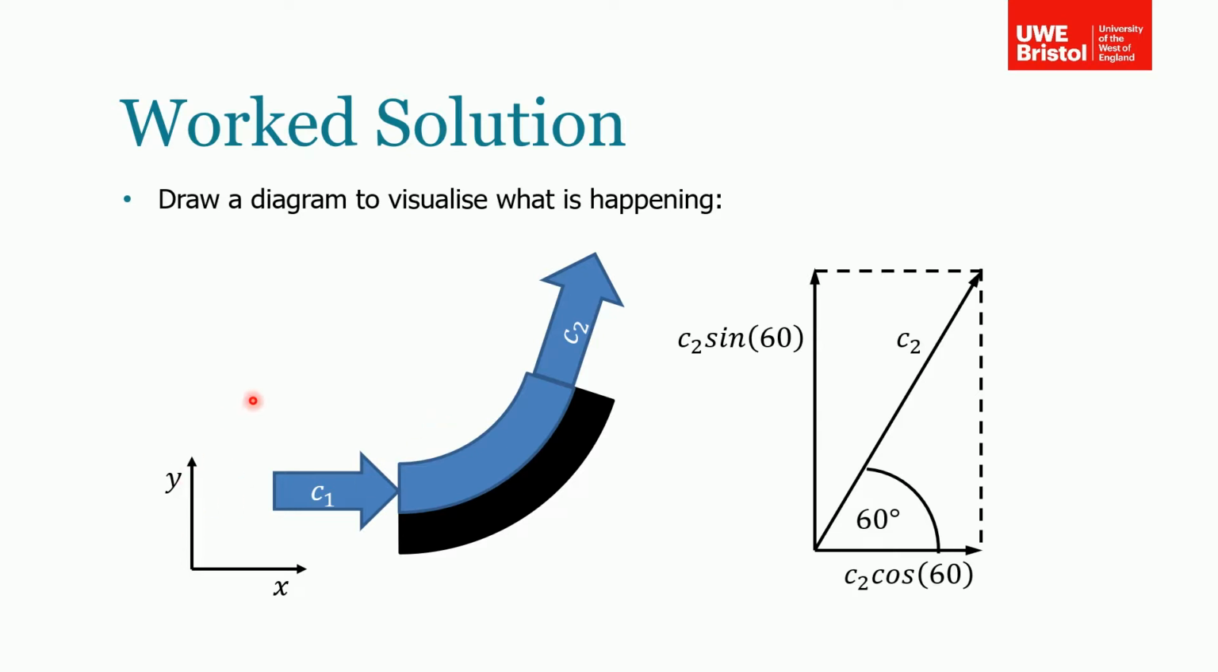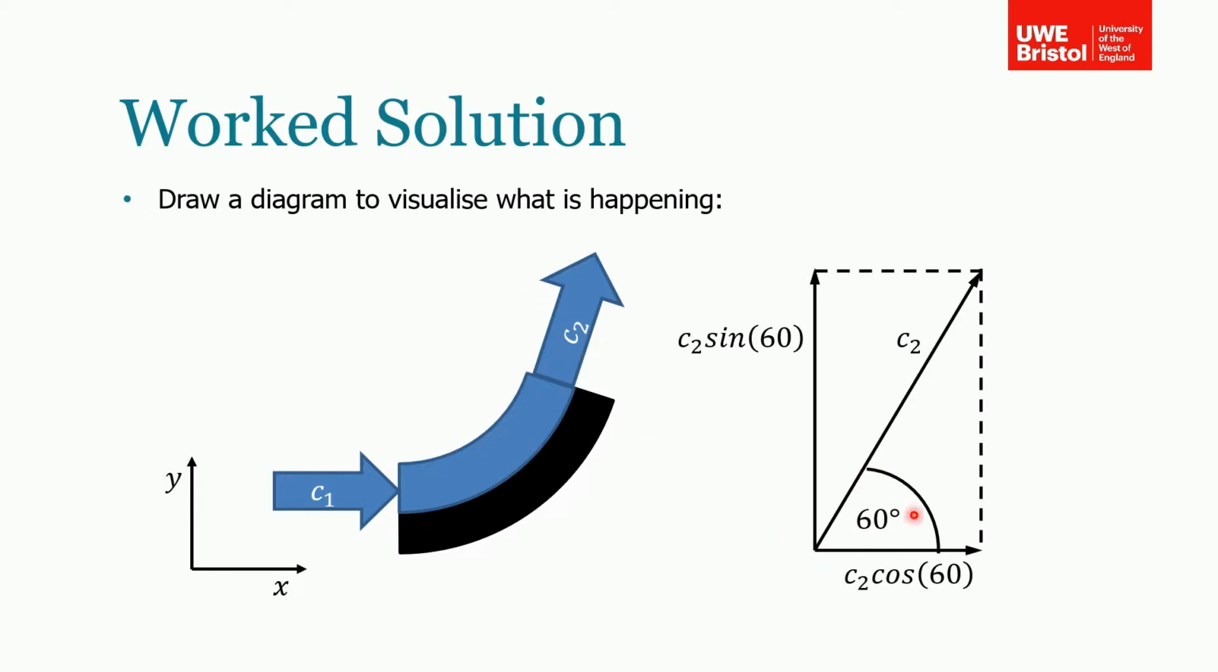So we don't know what orientation this vane is actually in, but we know that the water's being turned through 60 degrees. So it's best to set our inlet as completely horizontal to make the maths easier. So set up our coordinate system. Our inlet's coming in horizontally and the water's being turned through 60 degrees. So we can work out the components of the velocity in the outlet jet.